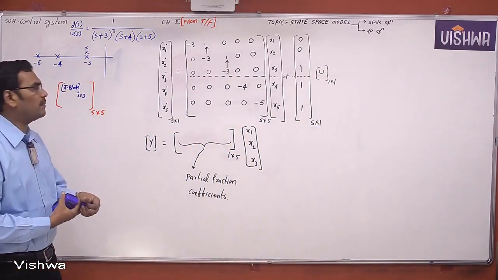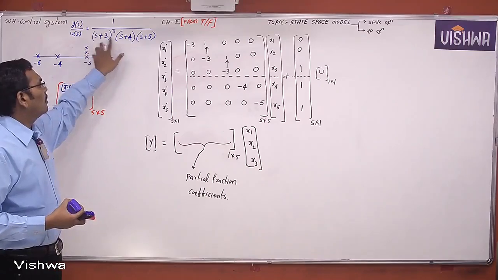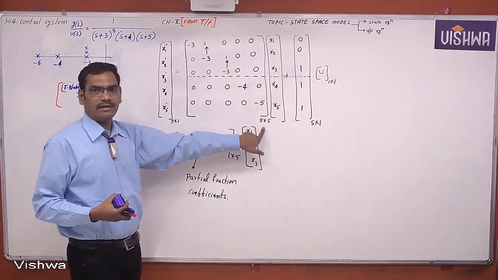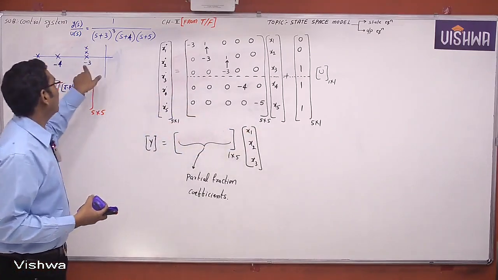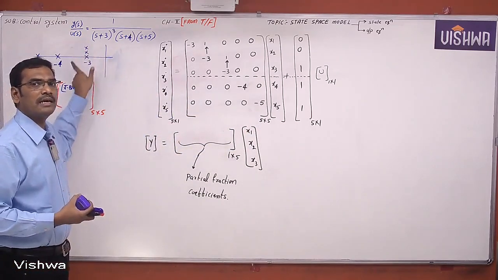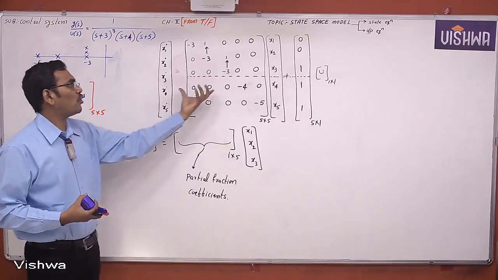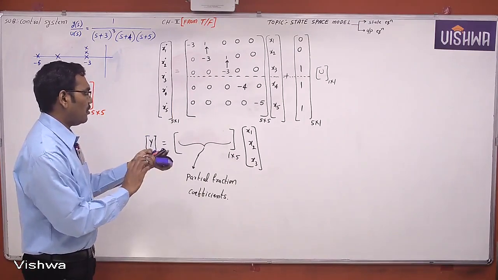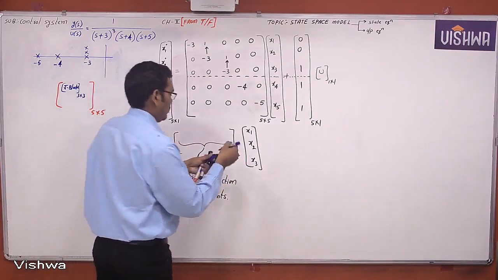Once again I will repeat. The transfer function order is 5, so the A matrix order is 5 by 5. But in that, the number of repeated closed loop poles is 3. Therefore the Jordan block order is 3 by 3. Now where is the Jordan block? This is the Jordan block.